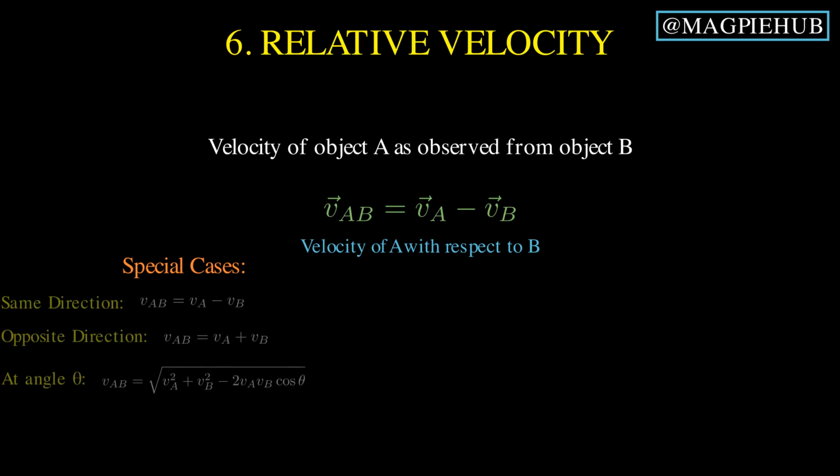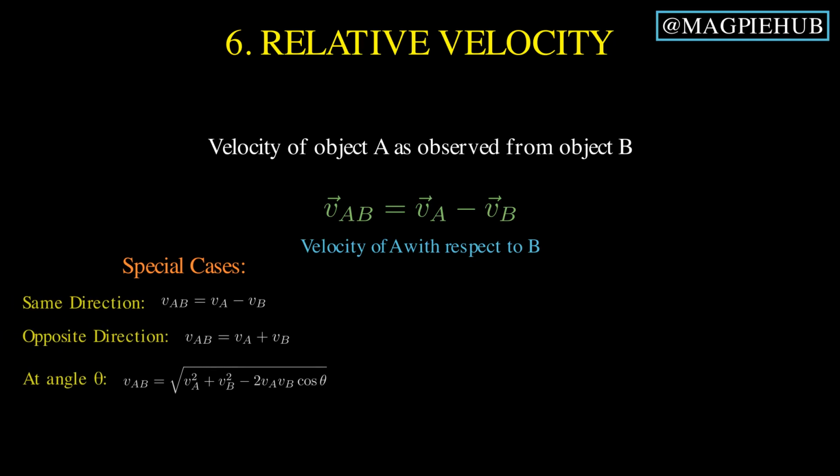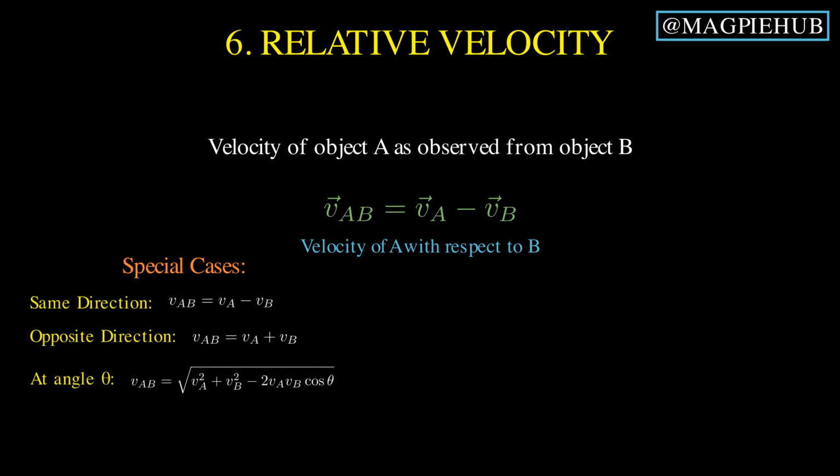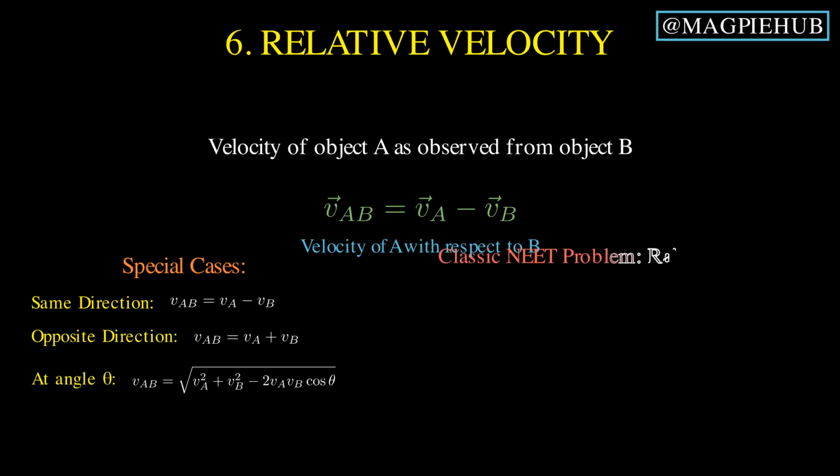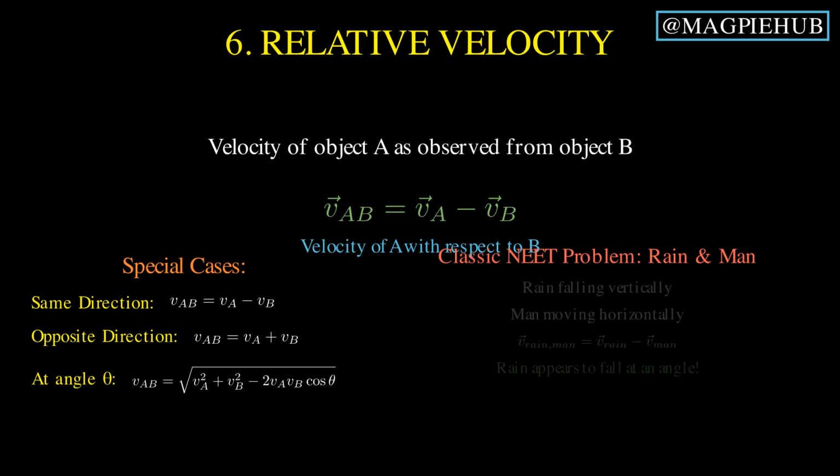When at an angle, use the formula with cosine theta. This is similar to vector subtraction. A classic NEET problem: when rain falls vertically and you run horizontally, the rain appears to fall at an angle. This is relative velocity in action.